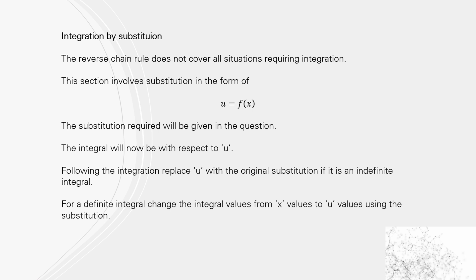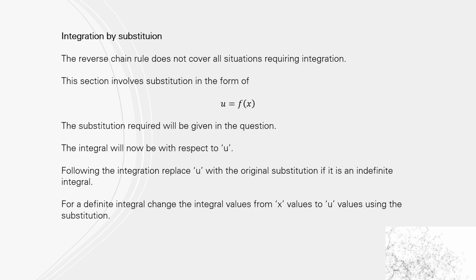So integration by substitution. We've seen before that the reverse chain rule is a really clever way to integrate, but it doesn't cover all situations. This is why we need an extension. We use a substitution in the form u equals f of x. For Extension 1, the substitution that's required will be given to you in the question. And now the integral will be with respect to u.